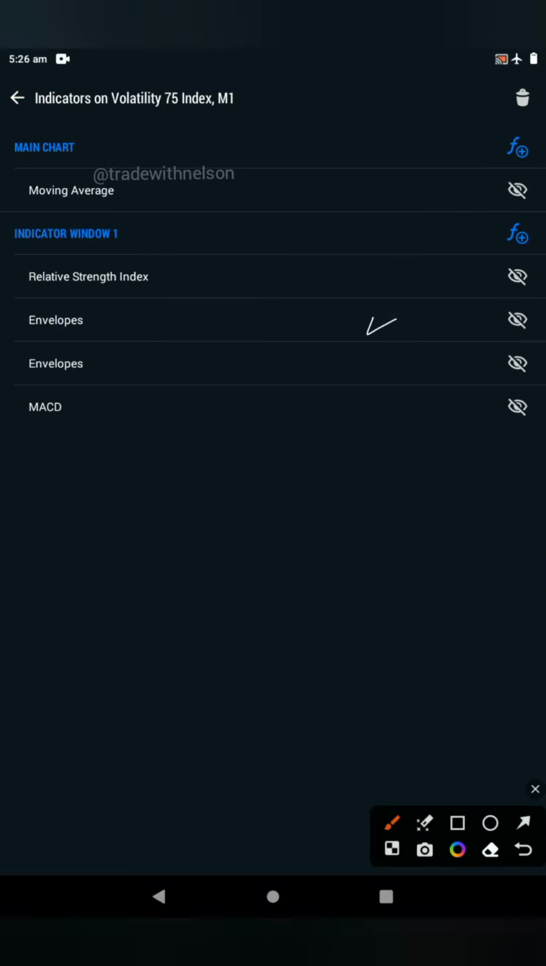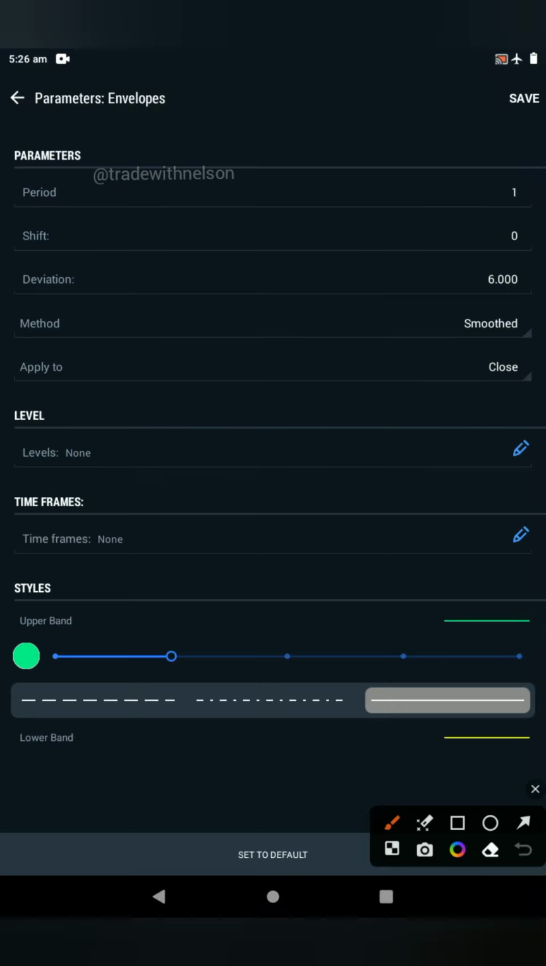The next indicator is the envelopes. To select that, click on the F icon on the indicators window 1 and search for envelopes. Make the period 1, shift 0, deviation 6, method smoothed, apply to close. For the styles, make the upper band a color of your choice and the lower band a color of your choice, then choose the pixels of your choice. After that, click on save.